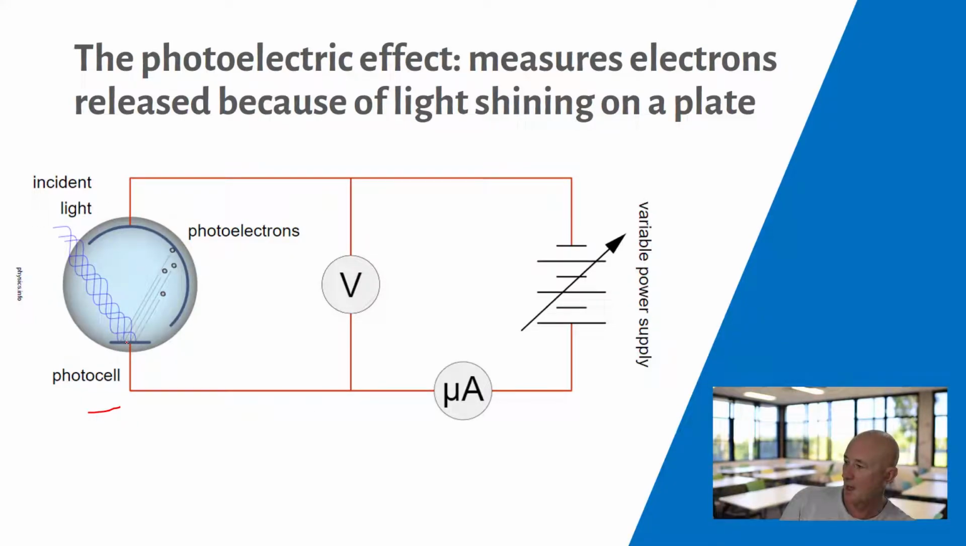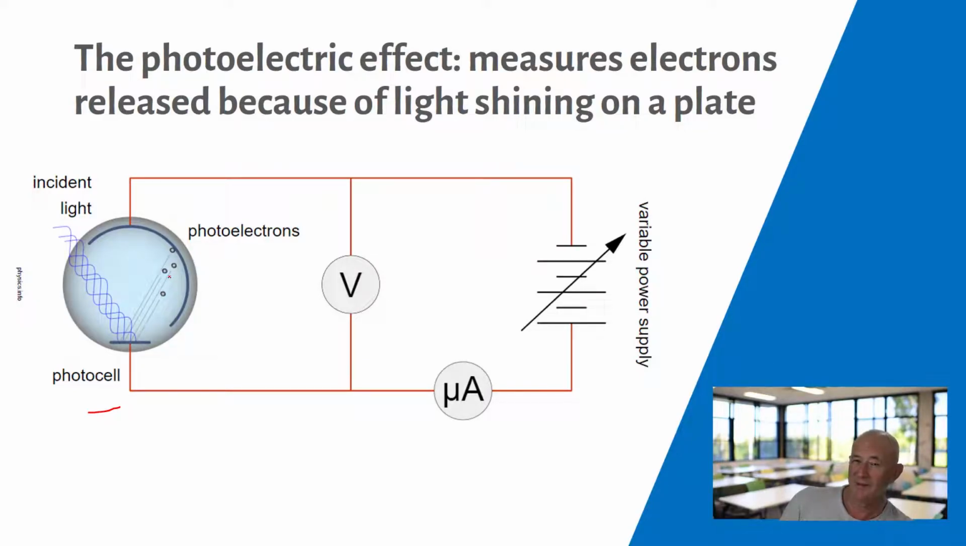There's what's called a photocell. So it's basically just a shiny plate. And what you do is you shine light on it. Okay, so far so good. Now the interesting thing is, if you shine the right light on this photocell here, it will actually release electrons.